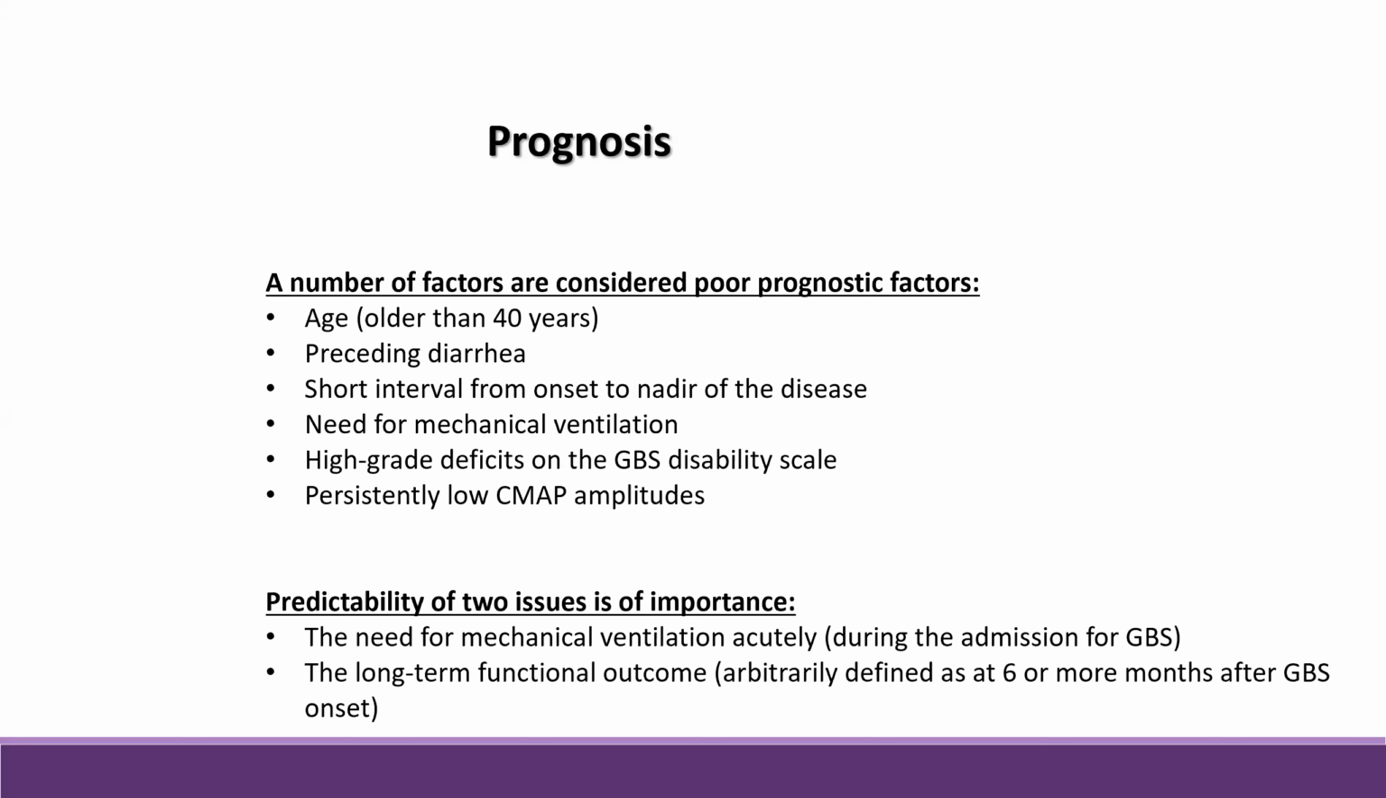A number of factors are considered poor prognostic factors, including age more than 40, preceding diarrhea, short interval from the onset to the severity of the disease, need for mechanical ventilation, high-grade deficit on the Guillain-Barré syndrome disability scale, and persistent low CMAP amplitude. The predictability of two issues is also important: the need for mechanical ventilation and the long-term functional outcome.